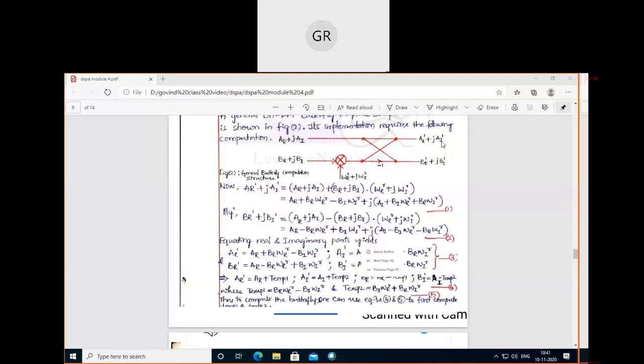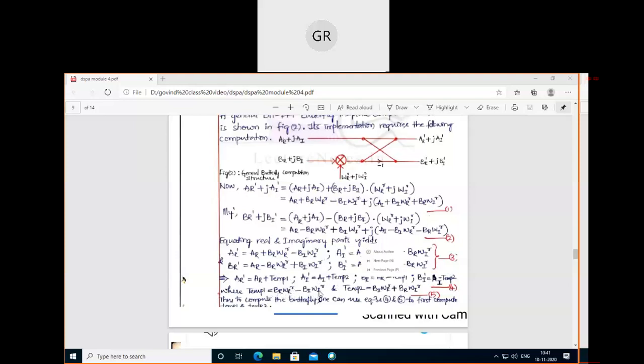What about the imaginary value of the first output? AI dash is equal to AI plus temp2. BI dash, the second output imaginary value, is equal to AI minus temp2. Temp1 and temp2 are the variables. Just remember what temp1 is.